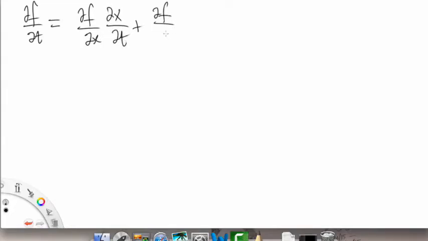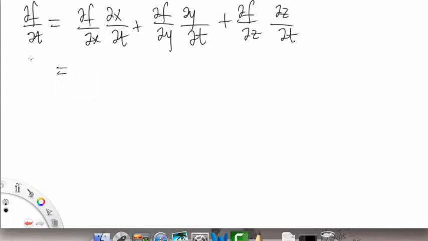Alright, so partial f, partial t is going to equal, I'll just write it down here so you guys can follow along. Partial f, partial x, partial x, partial t, partial f, partial y, partial y, partial t, partial f, partial z, almost done, partial z, partial t. So if we plug in what we had, partial f, partial x was 2x times y to the third, and then partial x, partial t, there was no t in the x formula, so that was a 0.